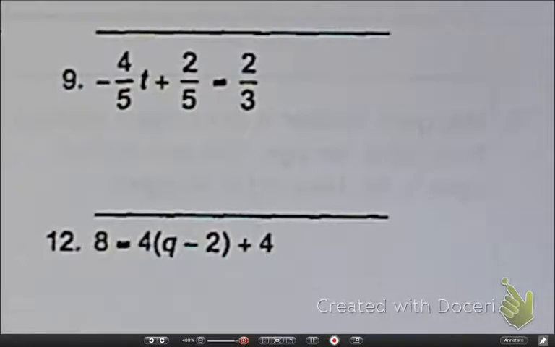So the first thing that's happening to t is that, here, let me write it in a different color. Maybe it'll be easier to see if it's in black, or maybe dark blue. Dark blue would be nice. So the first thing that's happening to t is that it's being multiplied by negative 4/5.